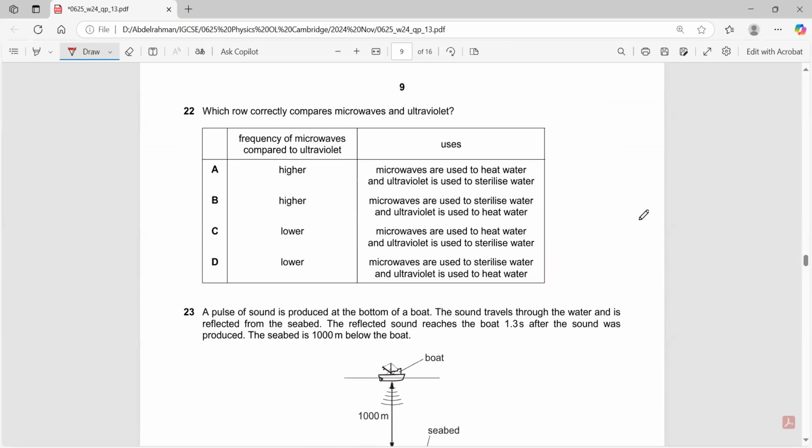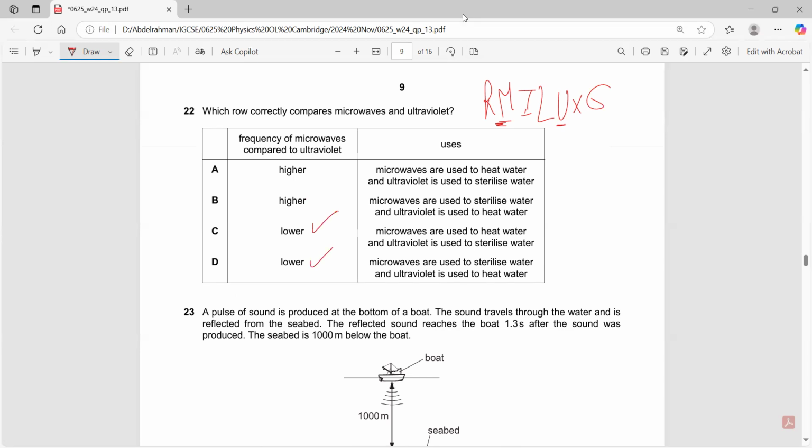Which row correctly compares microwaves and ultraviolet? Frequency. Okay. Frequency of the microwaves compared to the ultraviolet. Is the frequency of the microwaves higher or lower? If you write them down, Rami, looks great. Microwaves compared to the ultraviolet have a larger wavelength, but a lower frequency.